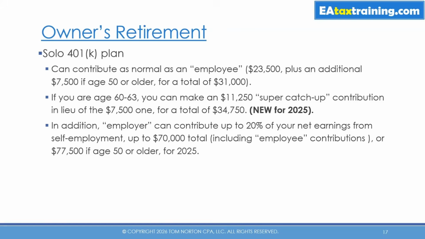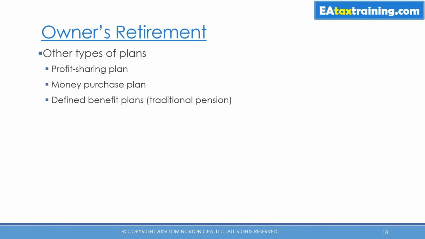$77,500. There are other types of retirement plans that we'll talk about in video 9, but these are usually not used by sole proprietors. But you've got profit sharing plans, money purchase plans, and defined benefit plans.